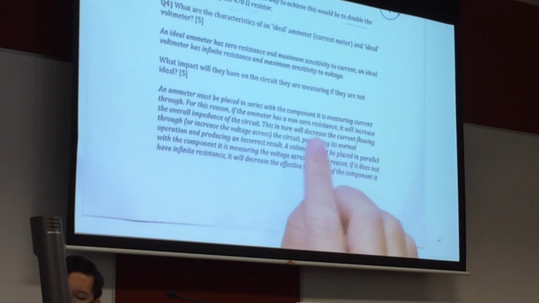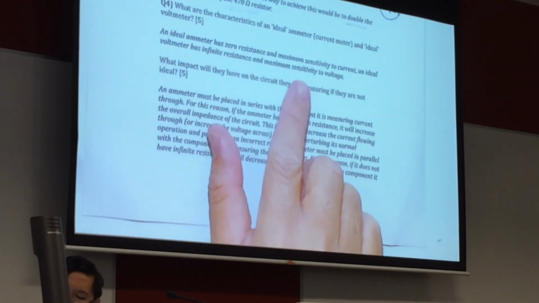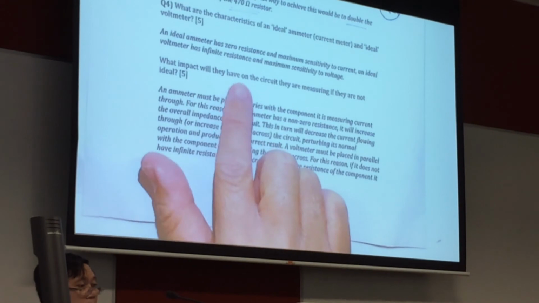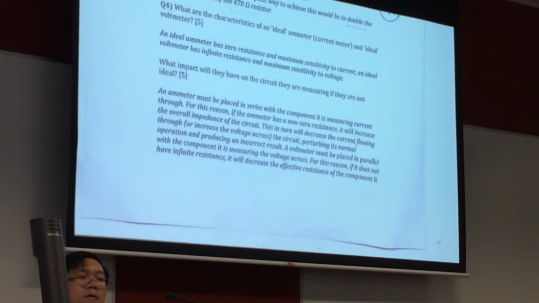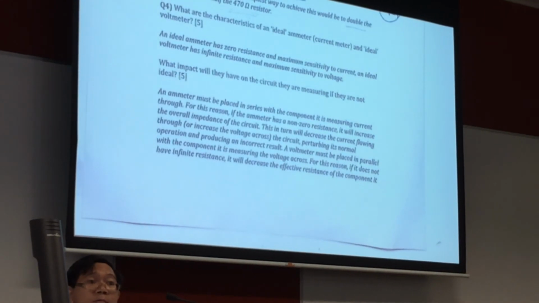Also, what are the ideal op-amp and ideal voltmeter? Ideal ammeter: your meter is connecting to your probe of the electronic, so your resistance should be 0. On the other hand, voltmeter connects parallel to your circuit. You should not change the characteristic of the circuit, so it should be infinity. Alright?